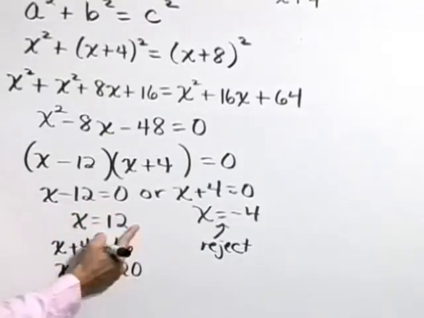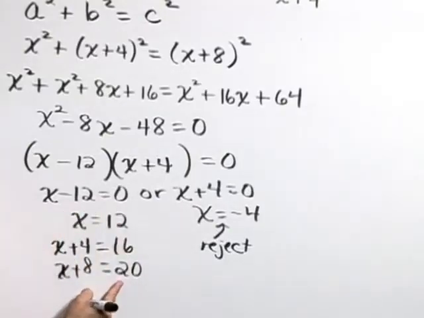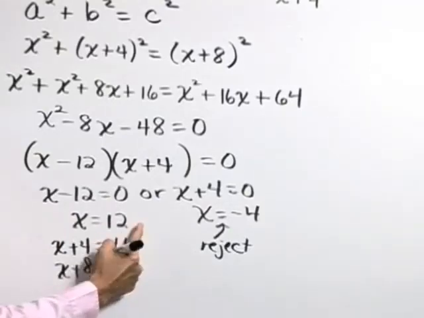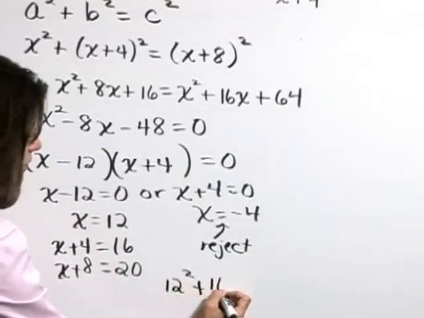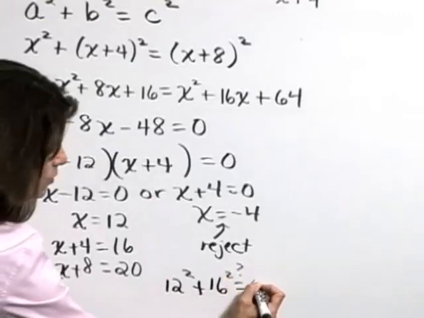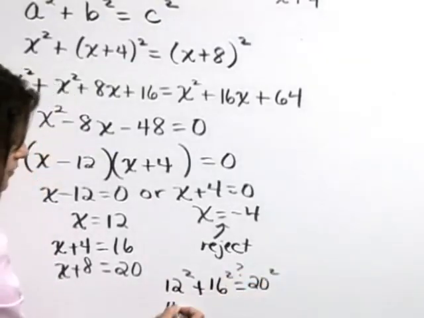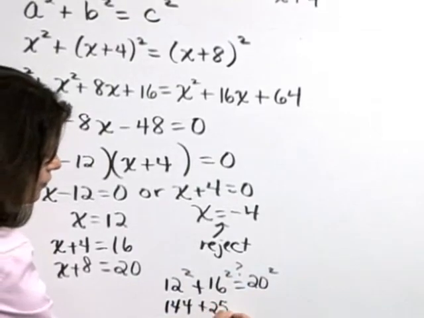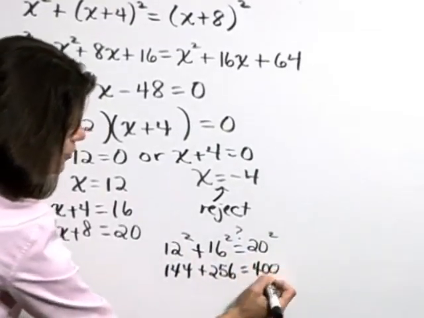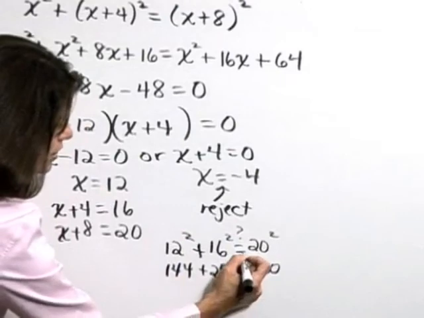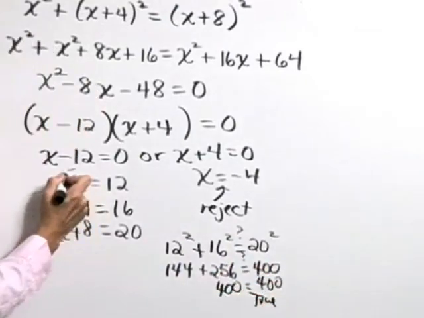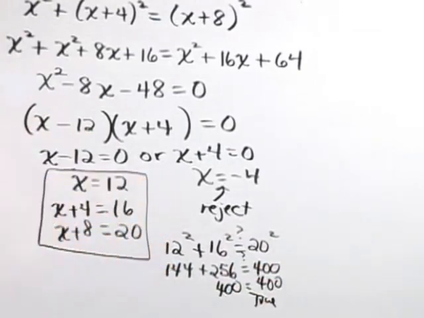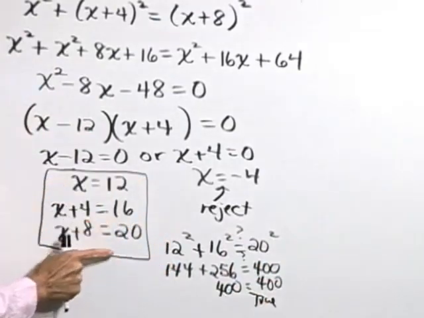Let's quickly check to make sure that these lengths satisfy the Pythagorean theorem. In other words, is leg squared plus leg squared equal to hypotenuse squared? Is 12 squared plus 16 squared indeed equal to 20 squared? That's 144 plus 256. Is that equal to 400? Yes, it sure is. That's a true statement. So we've got the lengths of the sides of our triangle. They are 12, 16, and 20.